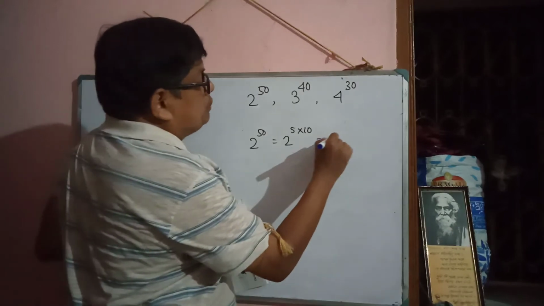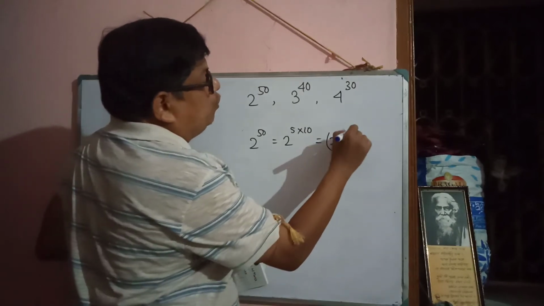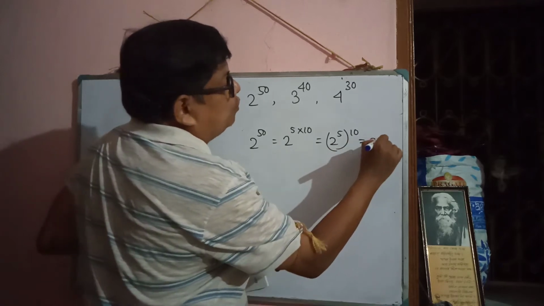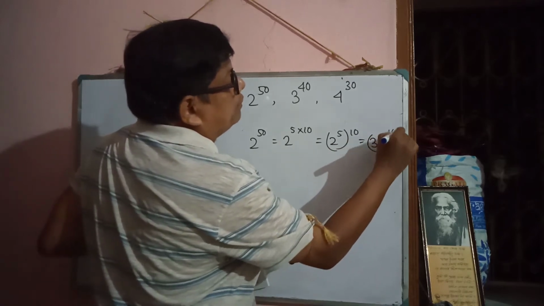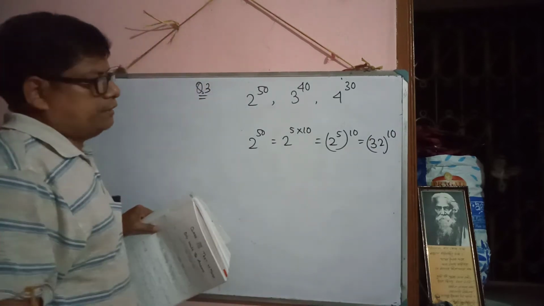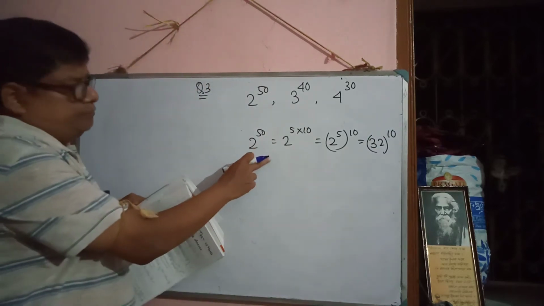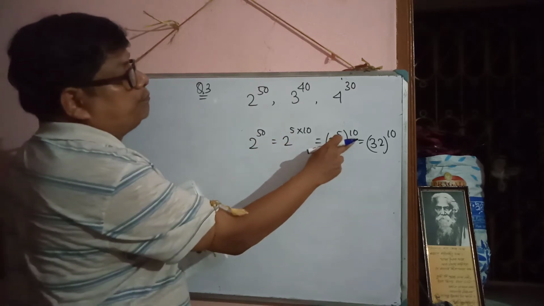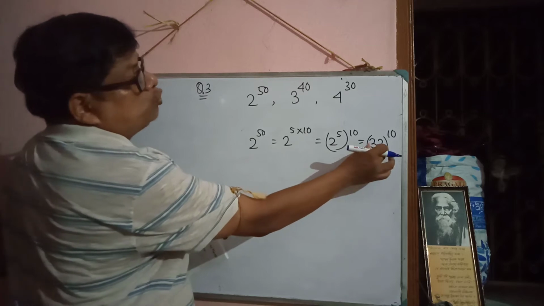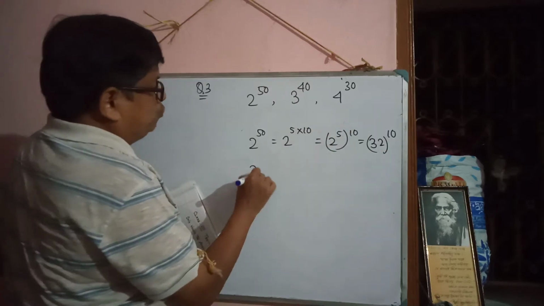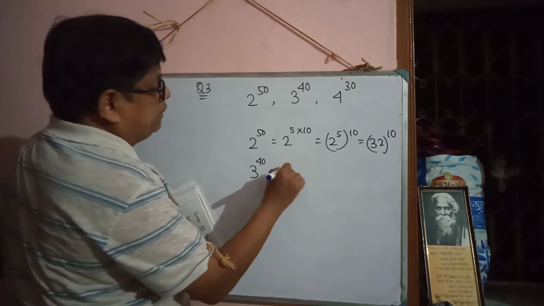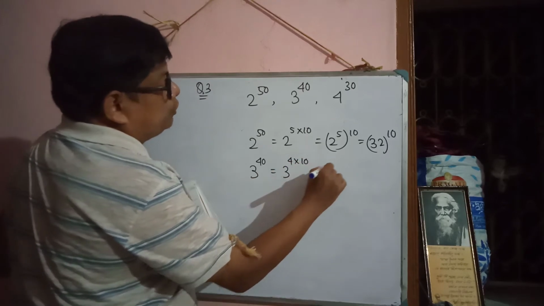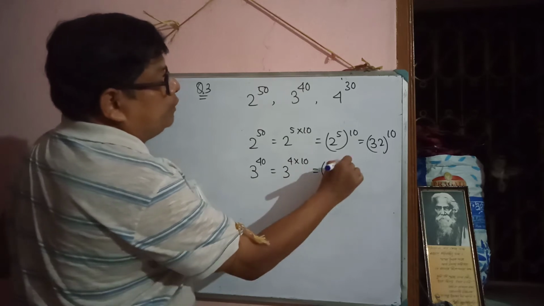See, 2 to the 5 whole 10. 2 to the 5, all of you know, is 32, whole to the power 10. 2 to the power 50 is 2 to the power 5 into 10, equal to 2 to the 5 whole to the power 10. Okay, so it will be 32 whole to the power 10. Now 3 to the power 40, we can write as 3 to the power 4 into 10, so 3 to the power 4 whole to the power 10.